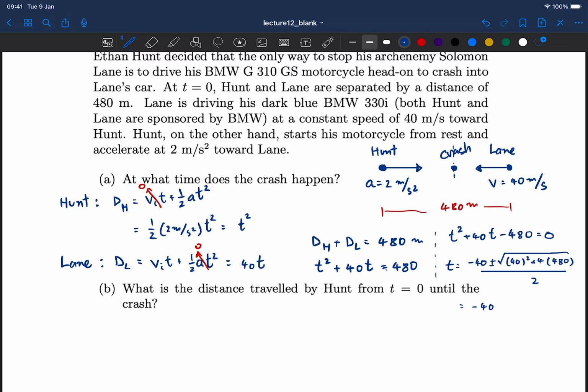So it's minus 40 plus or minus 59.3 divided by 2. And surely the time we want is positive time. So it's minus 40 here, so it's going to be plus sign here. And then divide by 2. So the time is about 9.66 seconds. So that's the time where the crash happened.